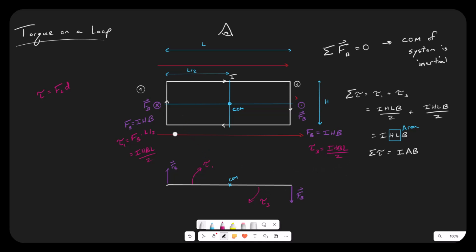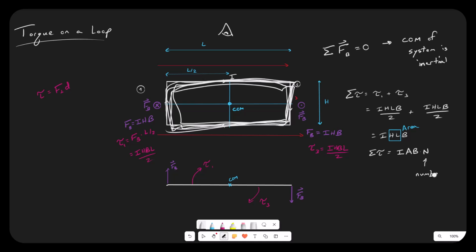Now there's one more thing. This whole thing is for one loop of wire. I could take this thing and wrap it around, right? Once, twice, 3, 4, 5, whatever, and we call those turns of wire. So if I wrap this thing around 5 times, I'm going to get 5 times as much torque. So I want to multiply this by N, where N is my number of turns. But that is my formula for the torque on a loop.